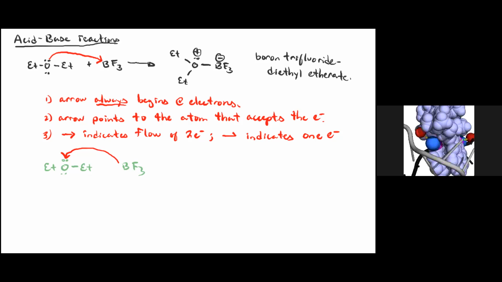This is incorrect, okay? In that drawing, I'm starting the arrow just at boron, at an atom, and then ending at electrons. We do not do that. So always begin with the electrons. All right, so this is an example of an acid-base reaction. And a key feature of this, again, is that the acid is able to accept additional electrons, okay?